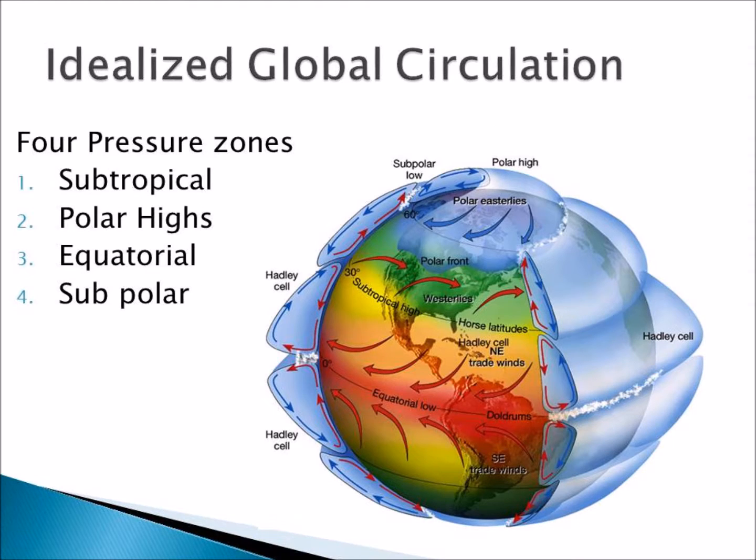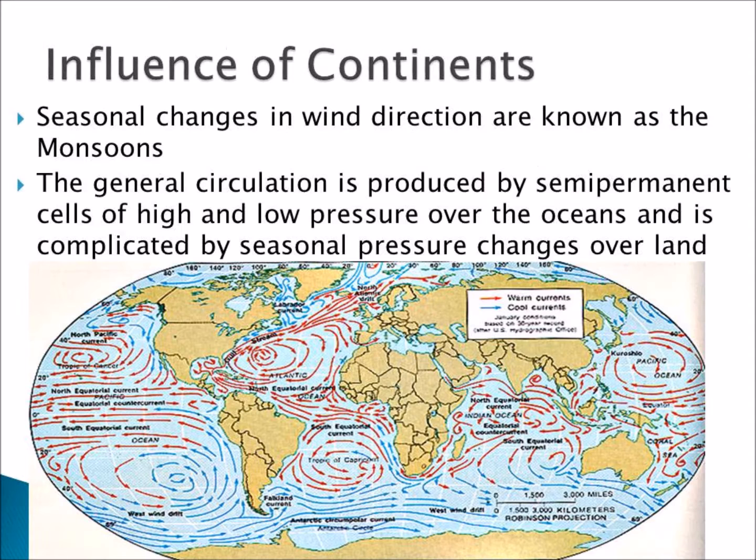Here is an example of the idealized global circulation. It's simply broken down into 4 pressure zones. We have the subtropical and polar highs, which are areas of dry, subsiding air that flows outward at the surface, producing the prevailing winds. The low pressure zones of the equatorial and subpolar regions are associated with inward and upward airflow, accompanied by clouds and precipitation.